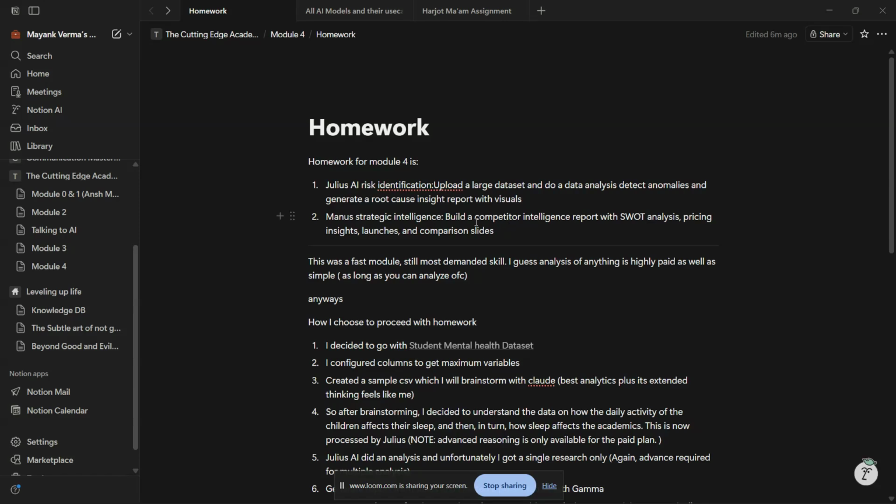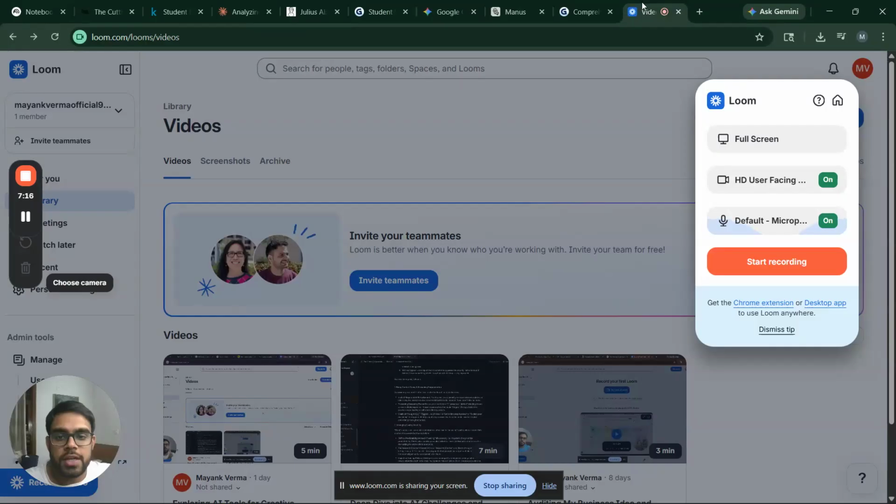In Module 4, these two tools are used for data analytics and doing proper, in-depth research, better than Gemini and ChatGPT to some extent, actually more than that. The assignment was to use Julius AI for risk identification, where I had to upload a large data set which it would analyze and give me its insights. Second was using Manus strategic intelligence to build competitor intelligence, a SWOT analysis, or a market analysis for a company.